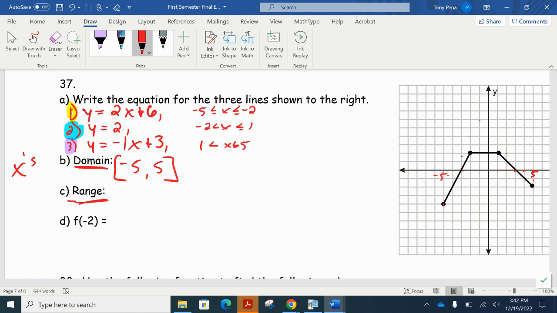If I ask for your range, those are your y values. And same thing, do we go up forever in this graph? No. Does this graph go down forever? No. So what we just want to identify is the smallest y value, which is what we want to start at.